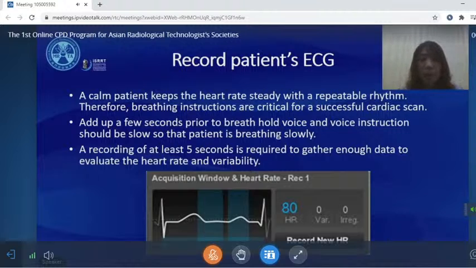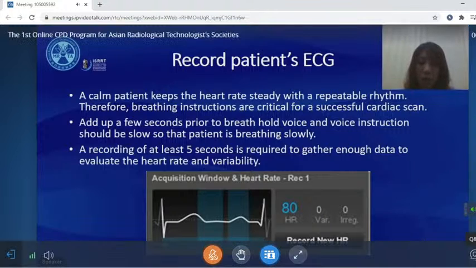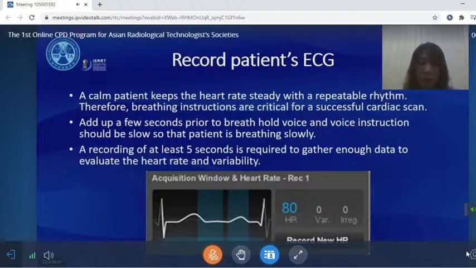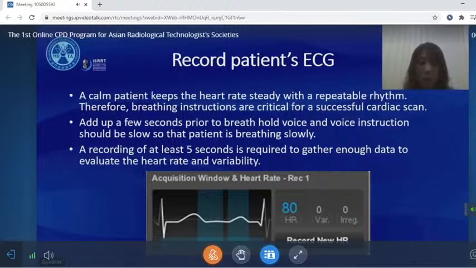You can see in this box in your panel, just click record new heart rate. It will tell the patient to hold the breath. A few seconds later, it will start to record the patient's ECG. In your setting, it is recommended to add a few seconds prior to the breath hold voice, and the voice instruction should be slow so that the patient is breathing slowly. An ECG recording of at least 5 seconds is required to gather enough data to evaluate the heart rate and variability. In our scanner, we record 7 seconds.